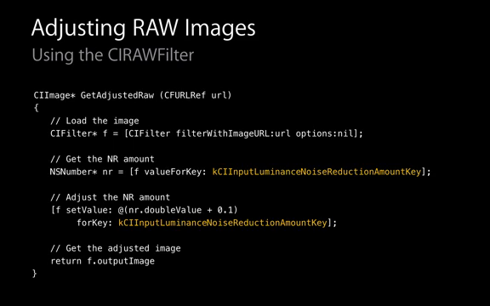We can then make slight changes to that. Like say, for example, you want all of your images to be slightly more noise reduced. You can take that value, add a bit to it, and then set that as a new value. And then once you're done setting values, you can get an output image. So just a few lines of code, you can leverage all of our raw pipeline.